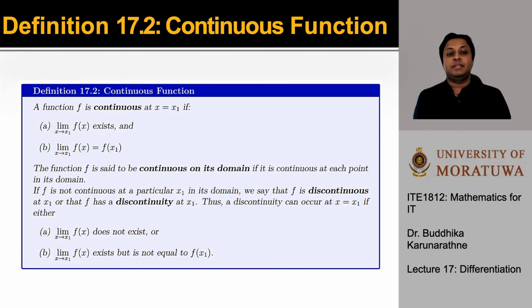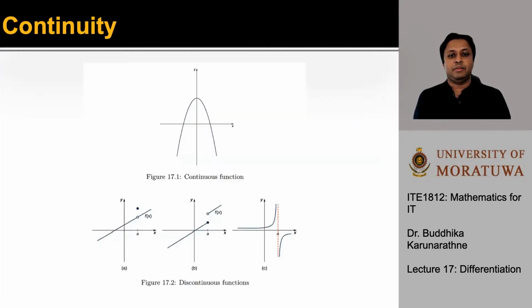If f is not continuous at a particular x1 in its domain, which is possible, as we have seen in the previous examples, we say that function f is discontinuous at x1, or that f has a discontinuity at x1. These points can be visible, for example, in the graphs you see on the bottom, such as A and B. You can see discontinuities also in part C.